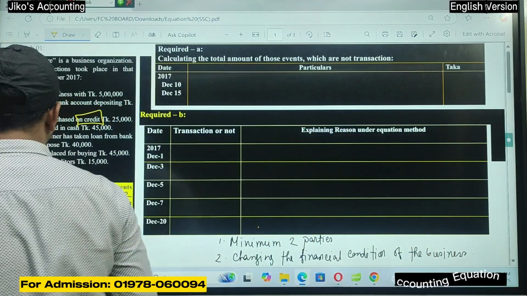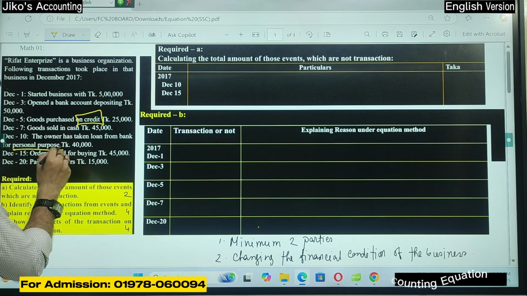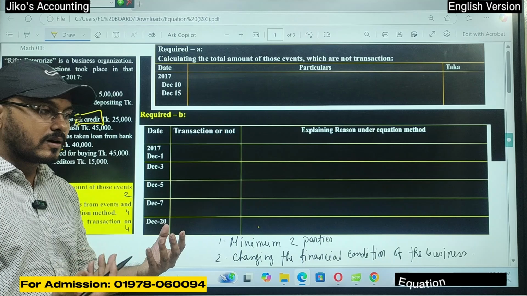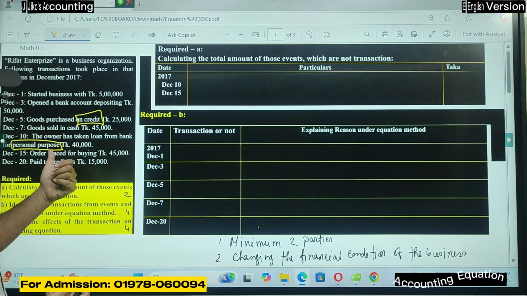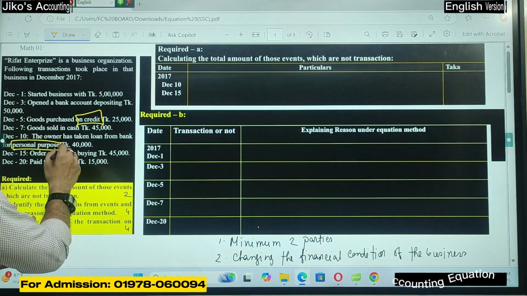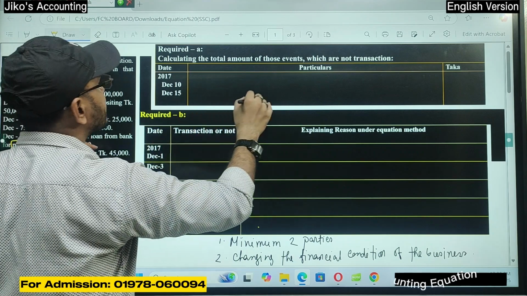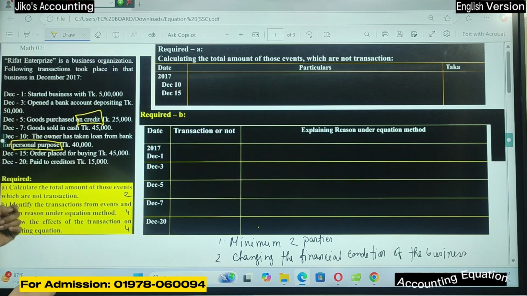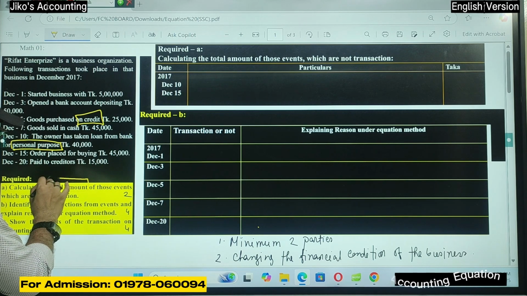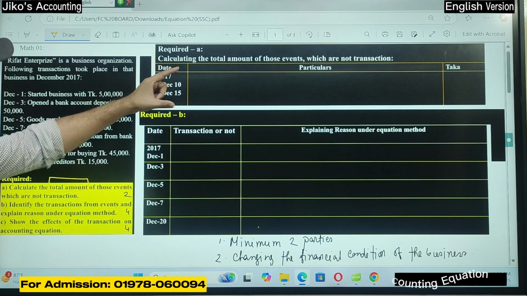Now try to get this one. The owner has taken a loan from the bank for personal purpose. Is it for the business or for the owner's purpose? As it is a personal purpose, it is not related to our business. Obviously, it's not a transaction. What do you have to write down here? We were told to calculate the total amount of those events. I have to figure out the total amount. What is the amount here? 40,000. Write down this statement here.